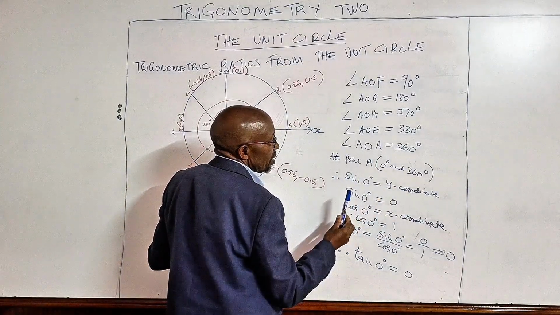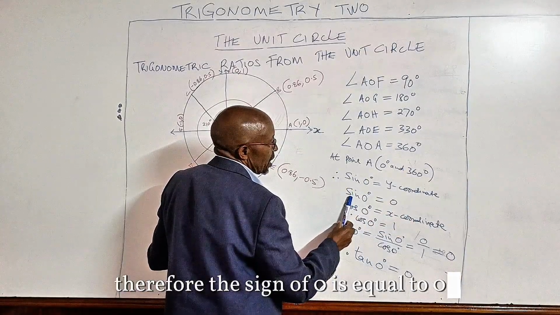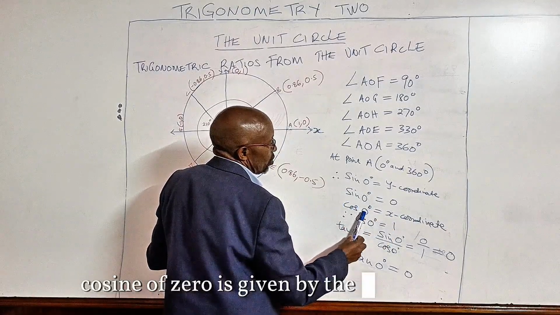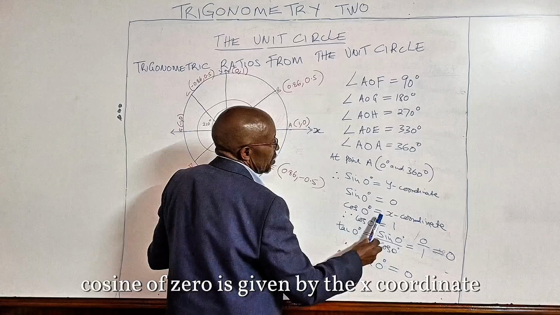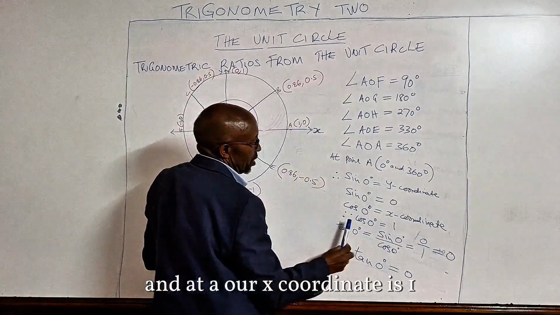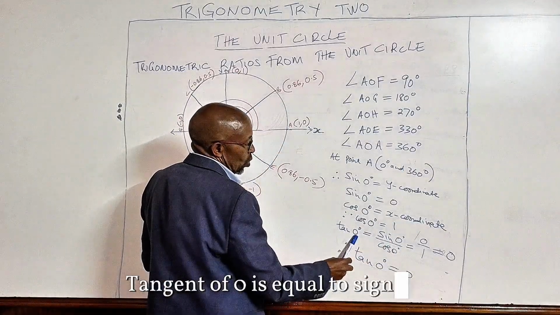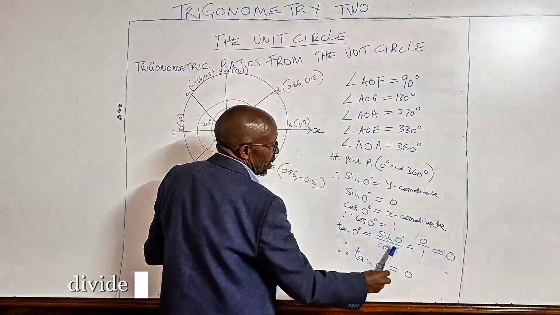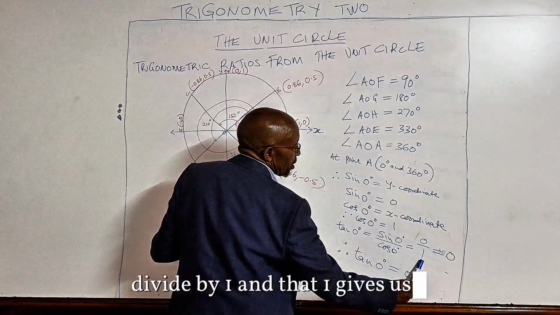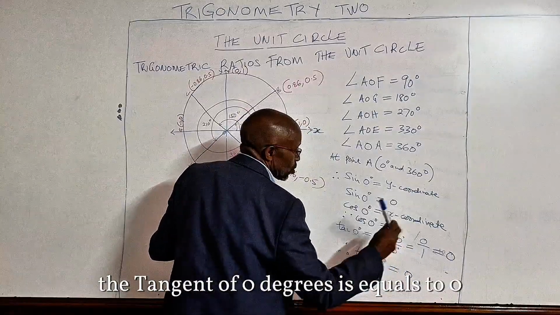The sine of theta is given by the y coordinate. Therefore, the sine of 0 is equal to 0. The cosine of 0 is given by the x coordinate, and at A, our x coordinate is 1. Therefore, the cosine of 0 degrees is 1. The tangent of 0 is equal to the sine of 0 divided by the cosine of 0, which is 0 divided by 1, and that gives us 0. The tangent of 0 degrees is equal to 0.